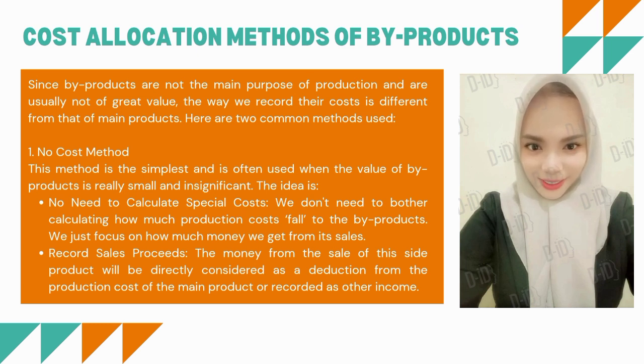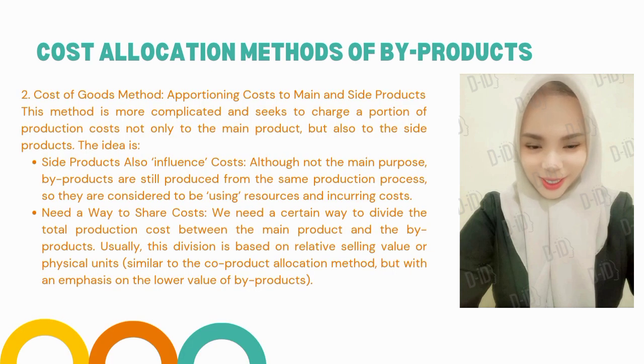Record sales proceeds. The money from the sale of this side product will be directly considered as a deduction from the production cost of the main product or recorded as other income. 2. Cost of goods method. Apportioning costs to main and side products. This method is more complicated and seeks to charge a portion of production costs not only to the main product, but also to the side products. The idea is, side products also influence costs. Although not the main purpose, byproducts are still produced from the same production process, so they are considered to be using resources and incurring costs.